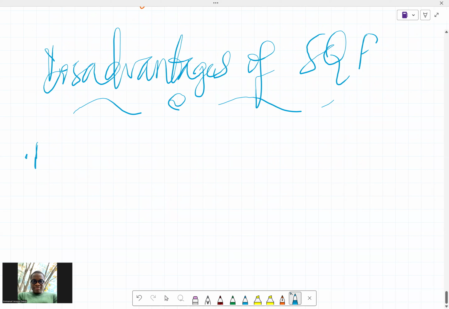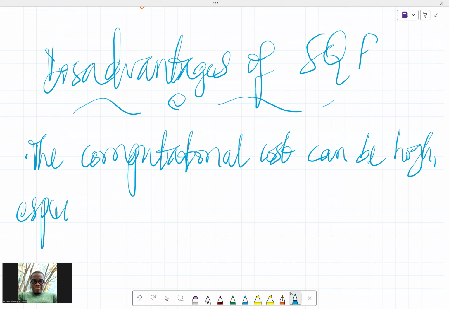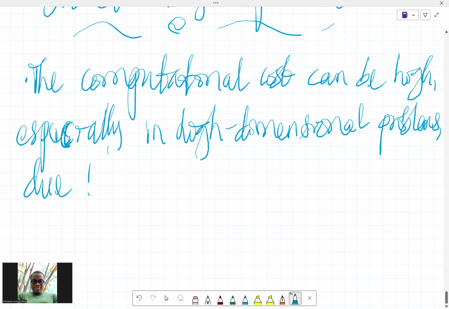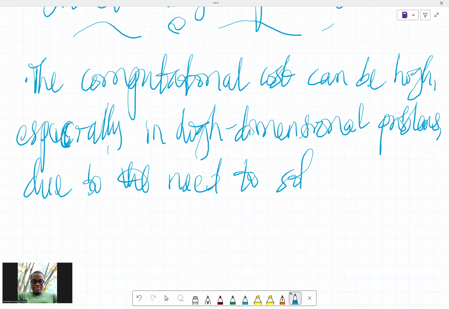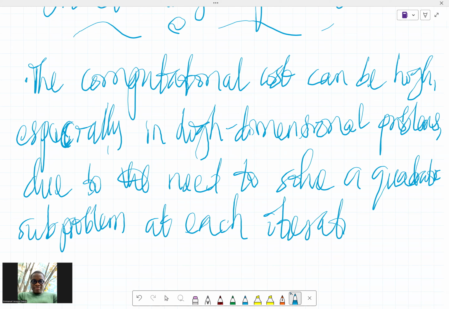Here, the computational cost, you can see the process is a lot. So the computational costs can be high, especially in high dimensional problems due to the need to solve a quadratic subproblem at each iteration.